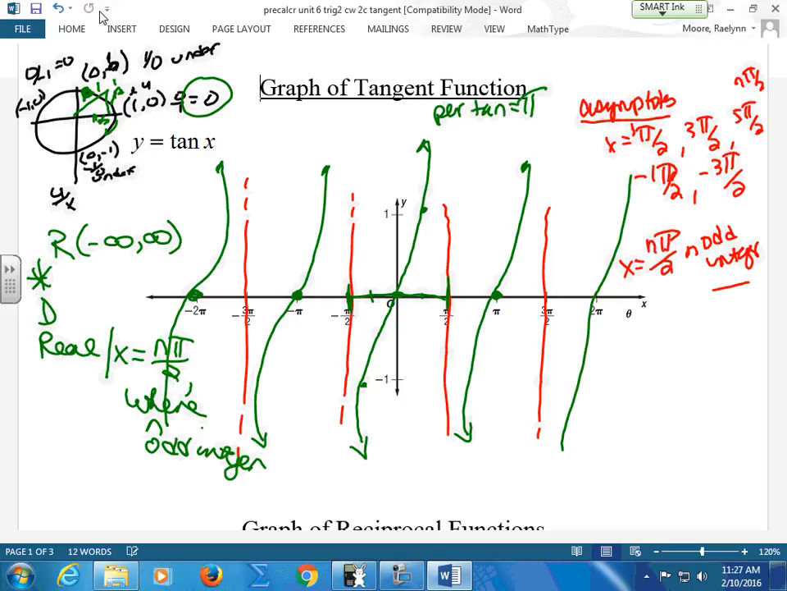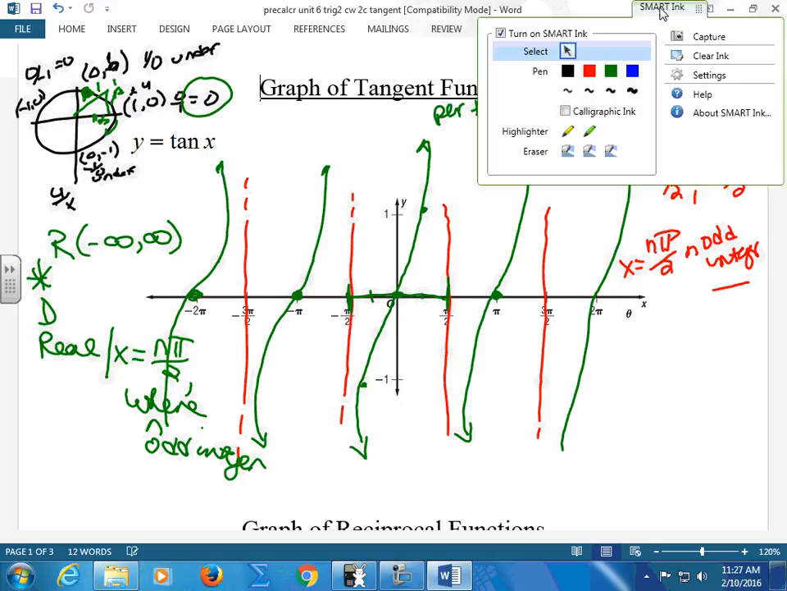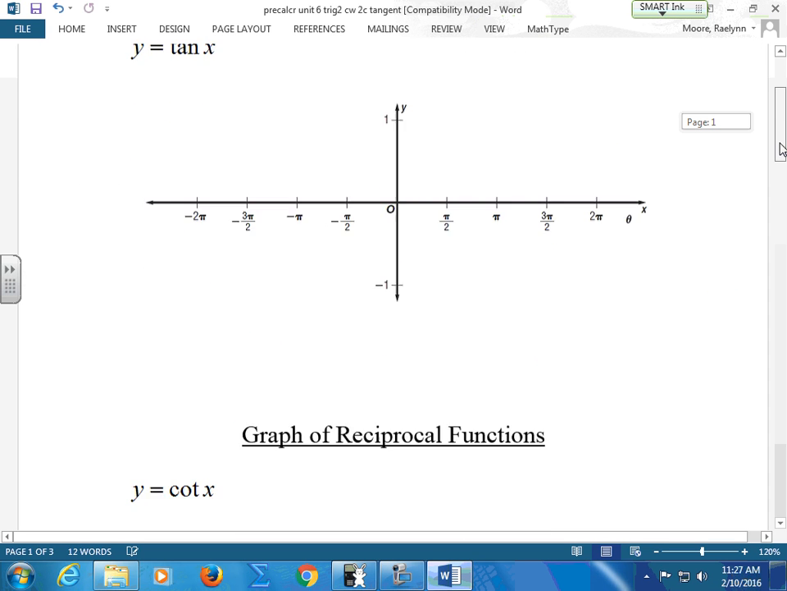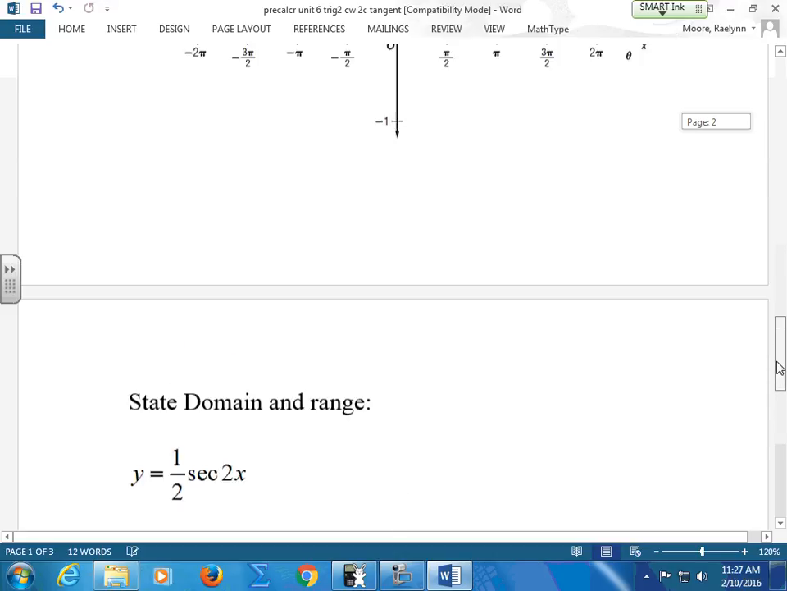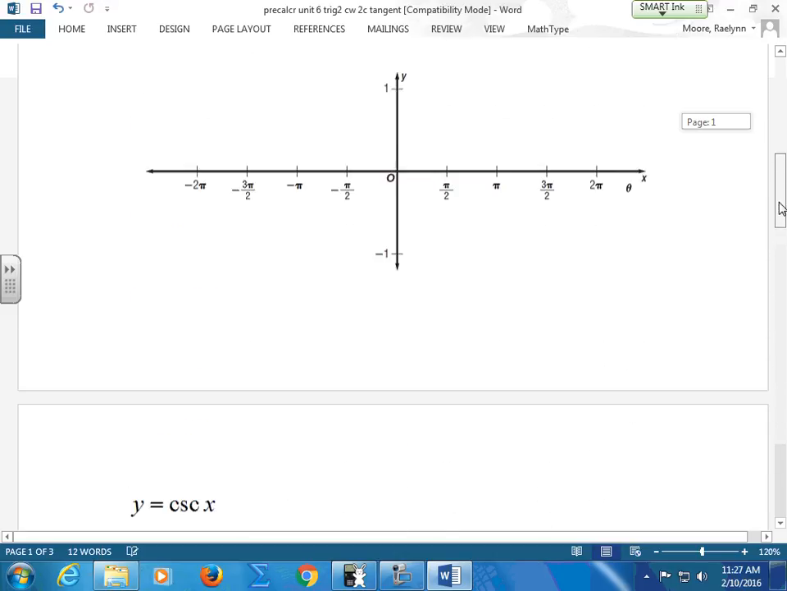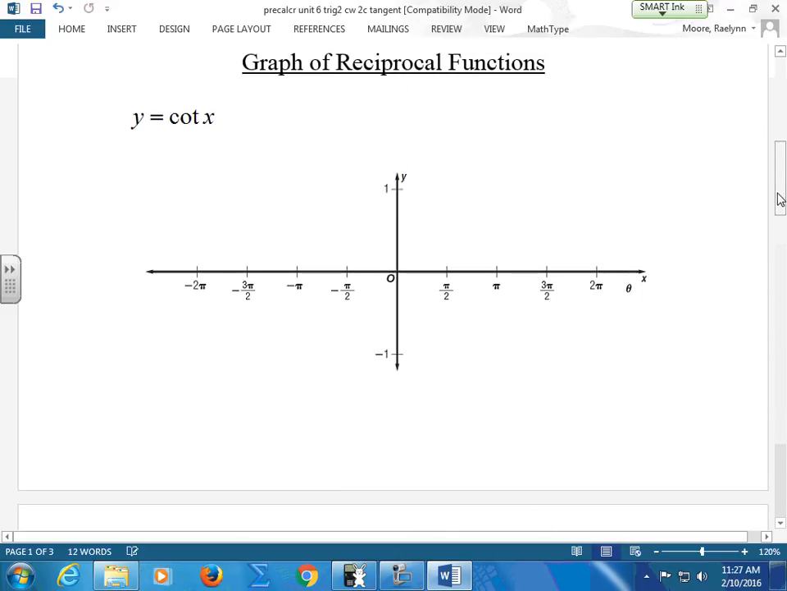Okay, let's look at cotangent. I'm going to pass your other ones, and we're going to go down to cotangent. Oh, it was the first one. Thank you. Oh, perfect. Thank you.